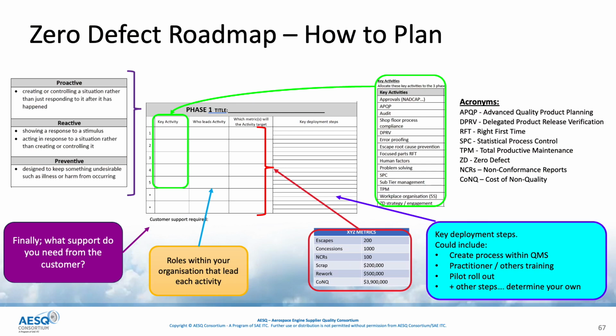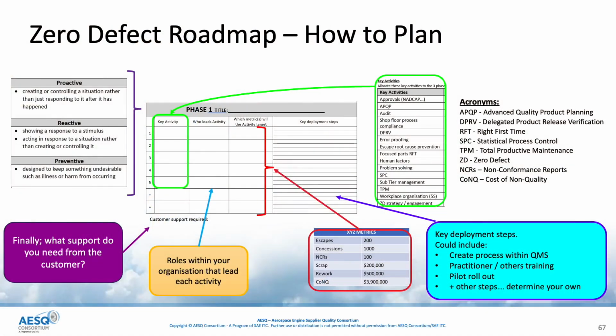So again, a little bit bigger view here of the titles. Proactive is anything about creating or controlling a situation rather than just responding to it after it has happened. And then reactive, showing a response to a stimulus, acting on the response to a situation. So as opposed to driving the actual activity based on a need to improve metrics, you're reacting to a situation, maybe an unhappy customer, might be a supplier reporting on a potential quality escape.